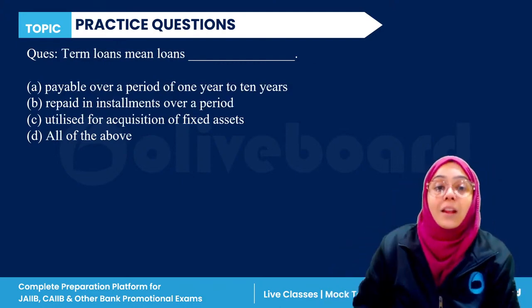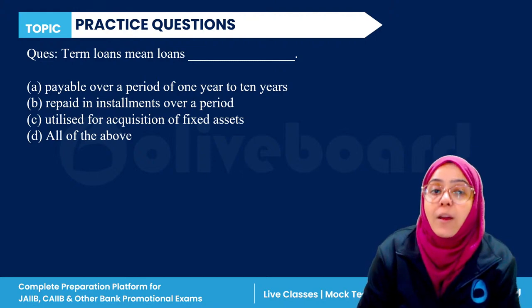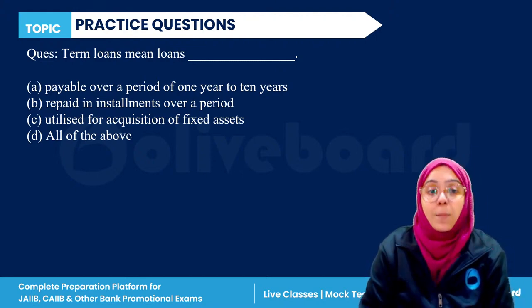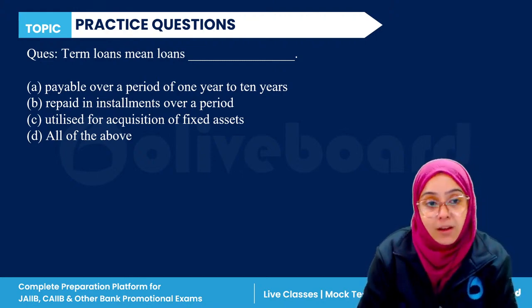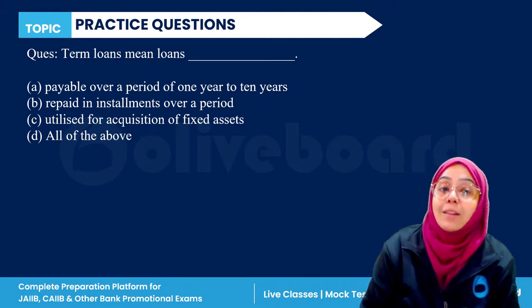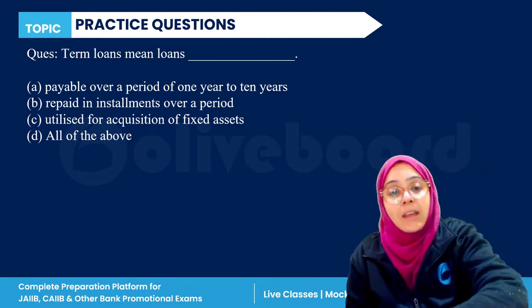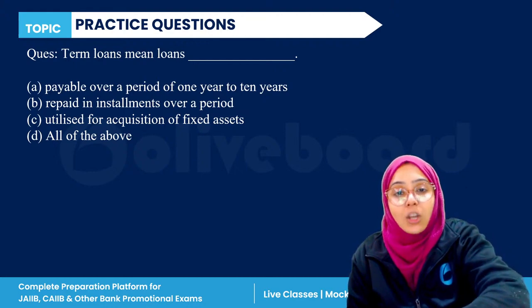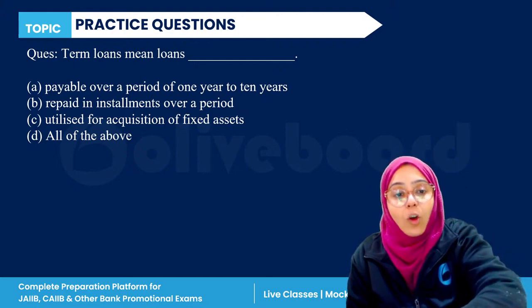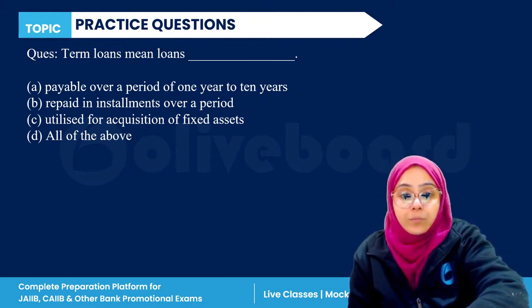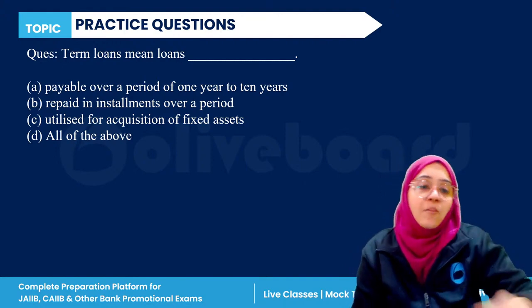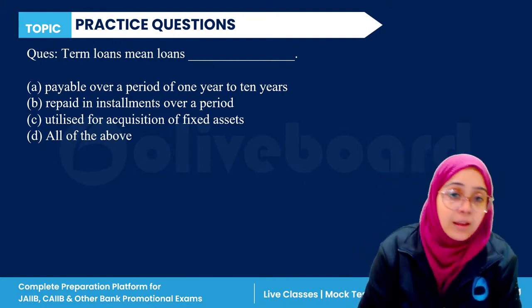Term loans means loans which are payable over a period of 1 year to 10 years, repayment in installments over a period, utilized for acquisition of fixed assets, or all of the above. Term loans means what? Everyone, please answer this question.